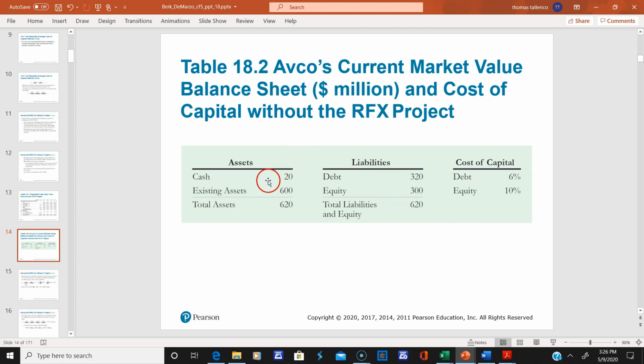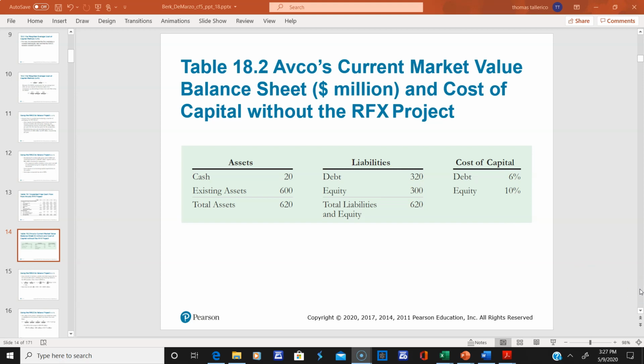All right, so here's the balance sheet. They have 20 million in cash and 600 million in existing assets. So here's their total assets, and that's got to equal the total liabilities and equity, which was what we have here. So here's the total liabilities and equity. So small balance sheet. All of this is given to you in table 18.2 in your book.